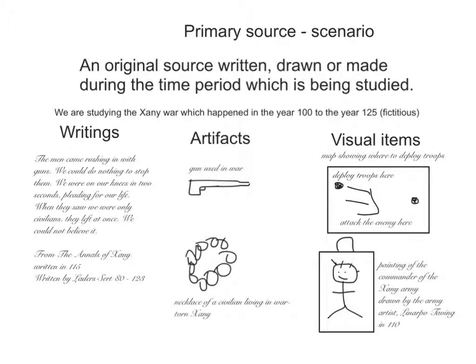Visual items play an important role in providing information to historians. The first item is a map showing where to deploy the troops. The second item is a painting of the commander of the Zaini army, drawn in 110. These two were both drawn during the war, so they are primary sources.